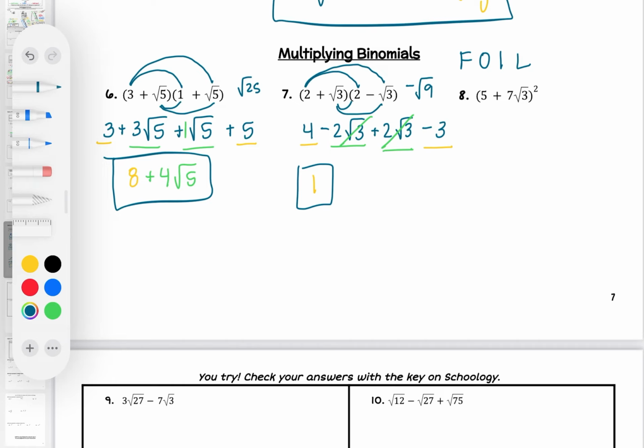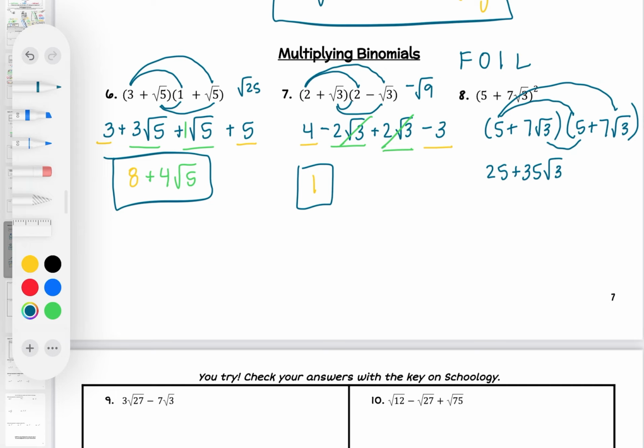All right, and last example is going to be where we have a binomial squared. So remember, when we have that binomial squared, we need to write it out 2 times. And once we do that, we just follow the exact same steps we did on the previous problems. So we're going to do 5 times 5, we get 25. 5 times 7 square root 3, which would be 35 square root 3. And then we would do 7 again times 5, so we'd have plus 35 square root 3.